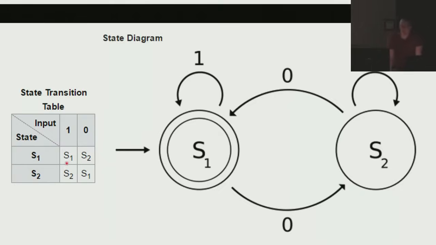So if we look over here at the state transition table, it says if we're in state 1 and we take action 1, we stay at state 1. If we're in state 1 and we take action 0, we go to state 2. If we're in state 2 and we take action 1, we stay at state 2. Or if we take action 0, we go to state 1. So if we read this, we can say, okay, essentially taking action 1 keeps us in the current state. Taking action 0 transitions us to another state, right?